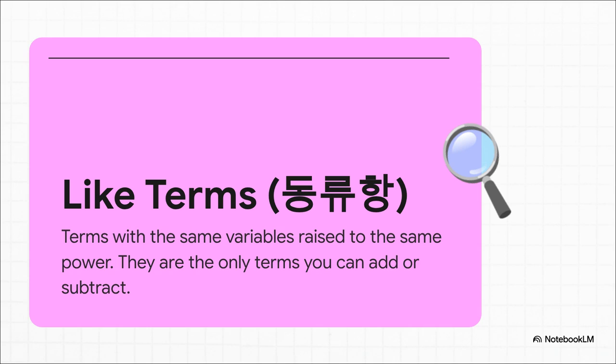Now, the number one most important rule for this next part is understanding like terms. It's actually super simple. You can only add or subtract things that have the exact same variables raised to the exact same power. Think of it like sorting laundry, you know? You put all the x squareds in one pile and all the regular x's in another. You just can't mix them up.